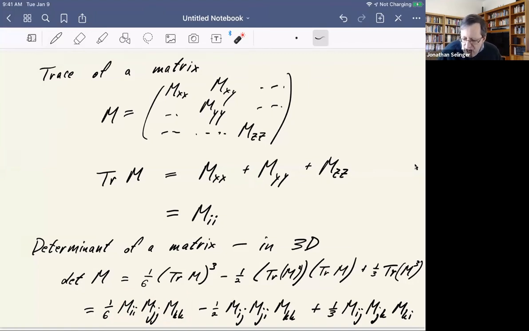You'll notice the first time I wrote it, I put the index I 2 times. The second time I wrote it, I put the index J 2 times. The third time I wrote it, I put the index K 2 times. I did not recycle the index I. I did not say M_II times M_II, because if I did that, I'd be using the index I 4 times, and that would violate rule number 3. Or if I did it in all these places, I'd be using the index I 6 times. That would really violate rule number 3. And then if somebody came along, they wouldn't really know how to interpret the thing that I wrote down.